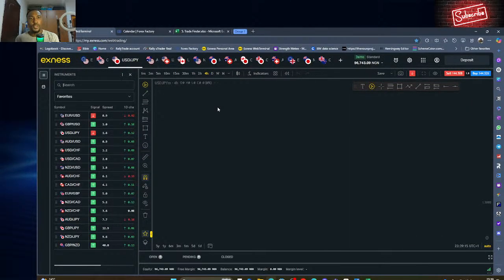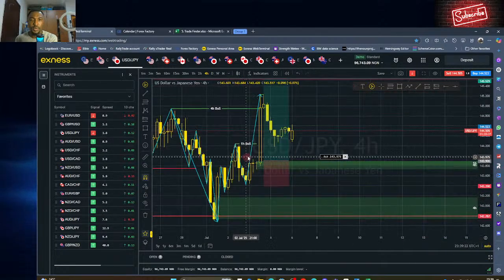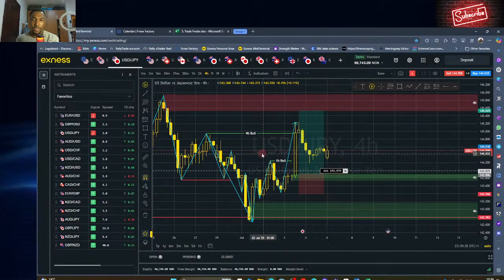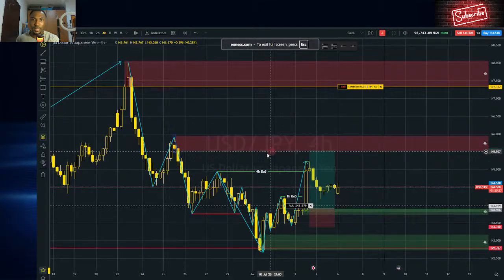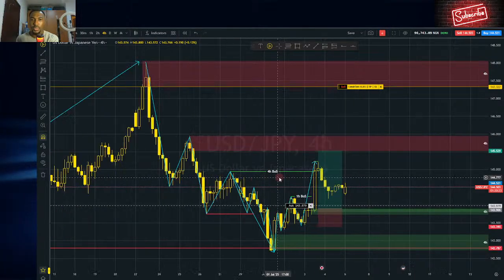For the US dollar, Japanese yen, I think we're shorting this currency probably. Are we? Okay, we're buying this currency. Yeah, yep. So this is similar to the euro US dollar, just flipped upside down. You can see the clear zones here, the 4 hour zone, the 4 hour zone.